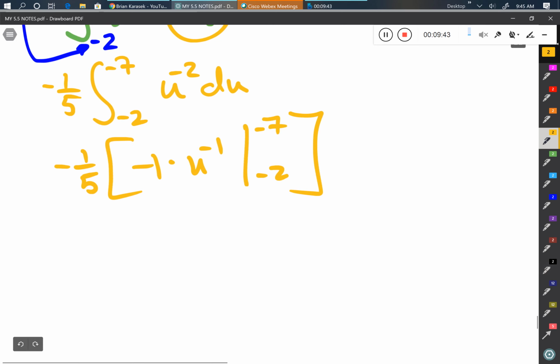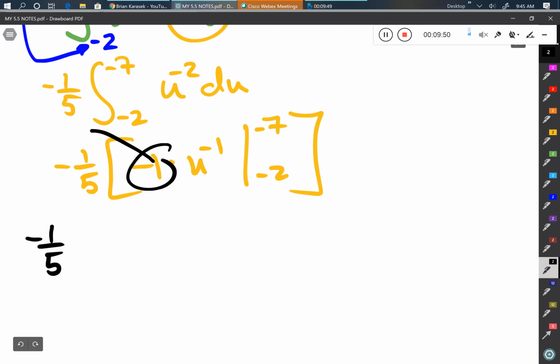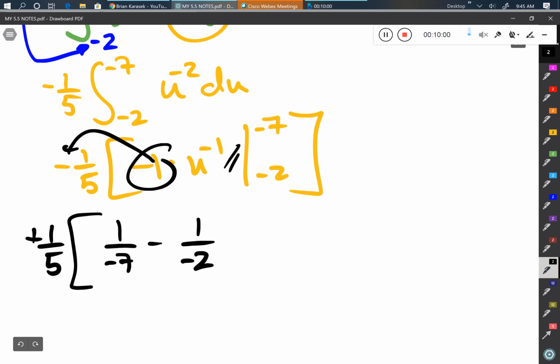So let's see, what's that going to work out to be? That's -1/5. Wait, I'm going to pull this negative out there and just make that a +1/5 to make this easier, and then 1 over negative 7 minus 1 over negative 2. Because remember, a negative 1 exponent just means 1 over.